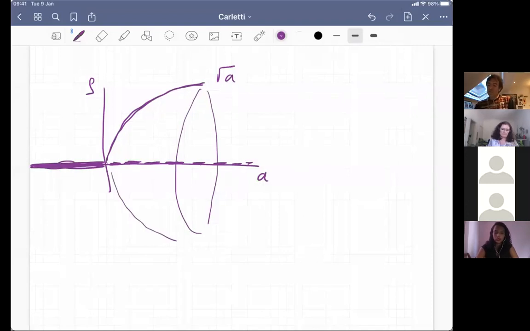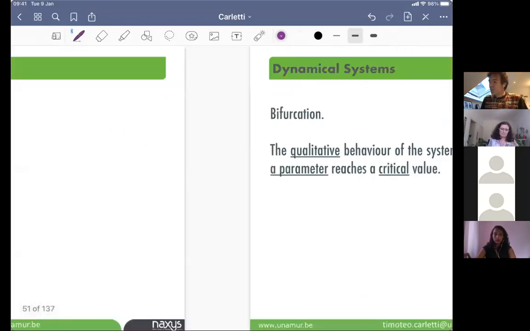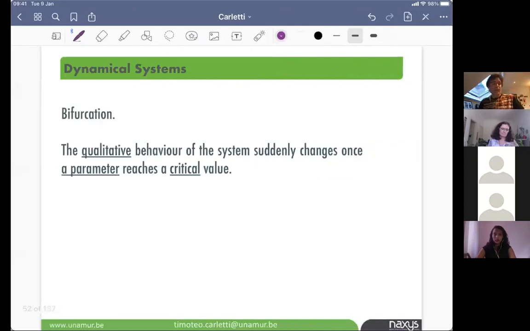So this means that the solutions here all converge to the fixed point, while here they converge to this limit cycle. And so we have proved that using this bifurcation, you can create limit cycles.